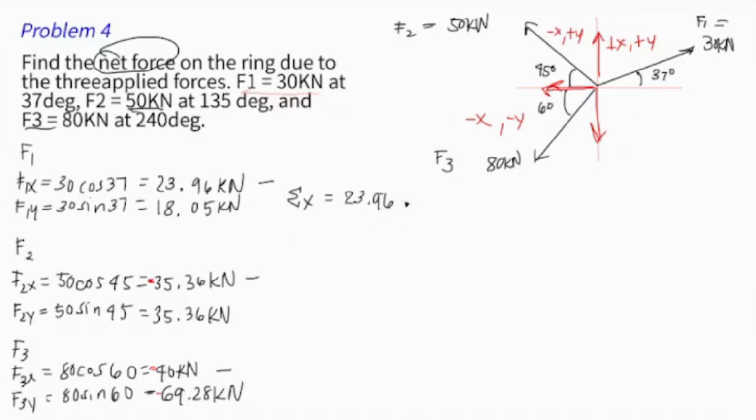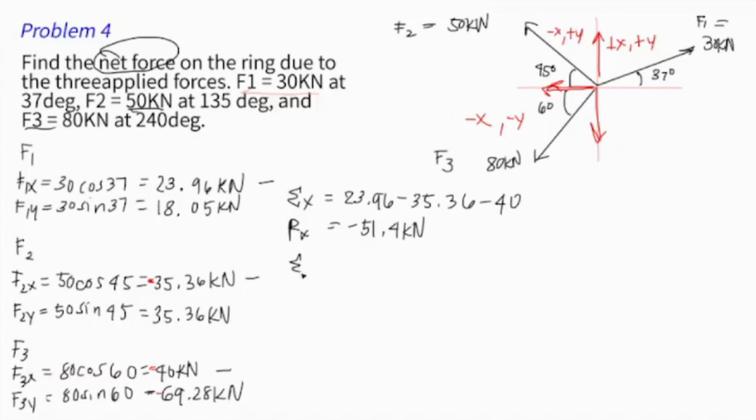23.96 minus 35.36 minus 40 kilonewton. So, equate natin. Yung Rx yung resultant natin. So, ang summation ng x components will be the Rx. So, ang Rx natin is negative 51.4 kilonewtons.